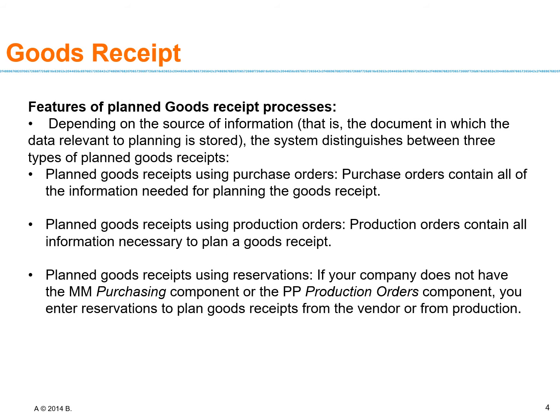So what are the features of a planned goods receipt? Depending on the source of information, the system distinguishes between three types of planned goods receipt, right? So the inbound deliveries that are planned are always productive and always received with a very good process, and we are more updated with those.